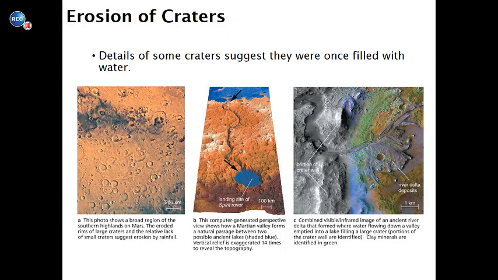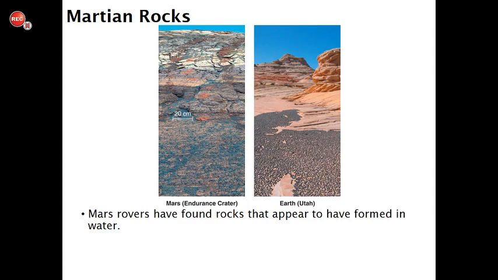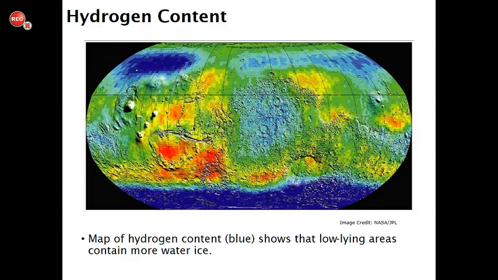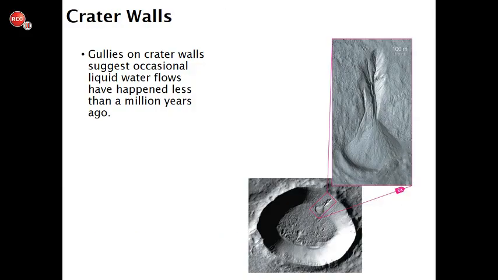There's places where craters look like they were filled with water, and rocks that normally on Earth form underwater appear to have formed on Mars as well, like this. There's places where the hydrogen content can be mapped and it's significant. There's more water ice than other forms of ice. There's places where there appears to be quite young water flows.